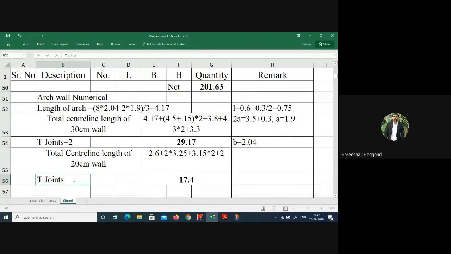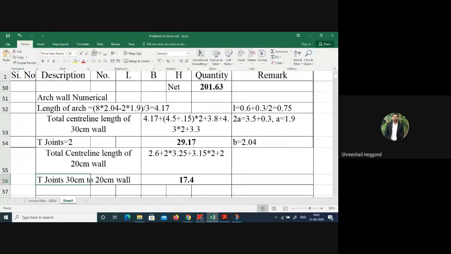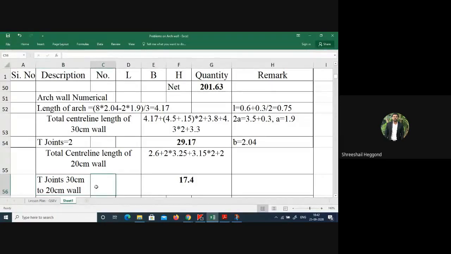Here, how many T junctions are there of 30 centimeter to 20 centimeter wall? Find out that also.